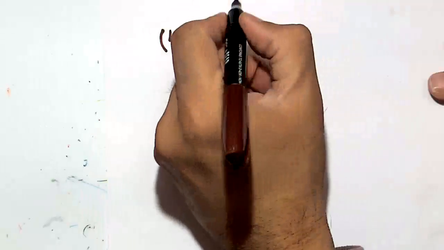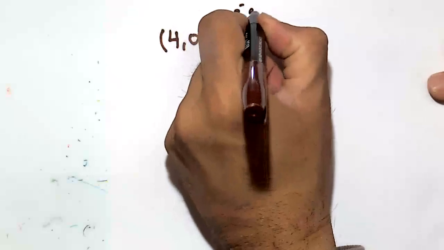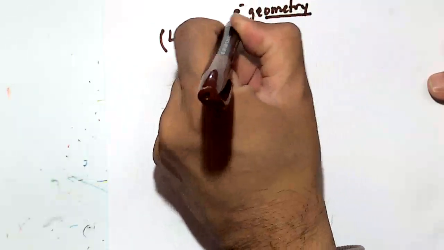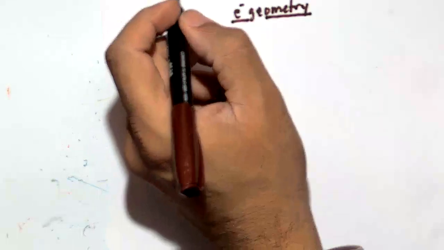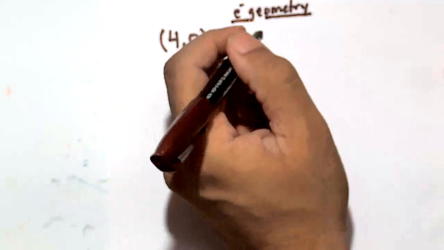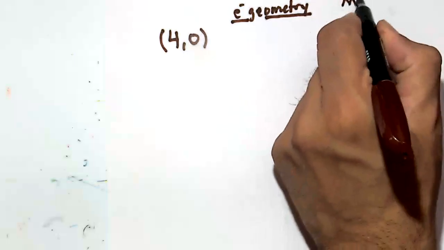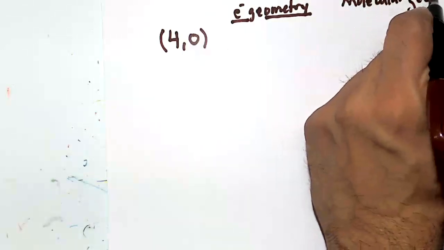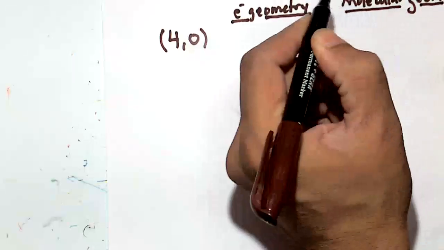4 bonds, 0 lone pairs. Okay, what shape is that? What's the electron geometry? Okay, so the electron geometry, we won't worry about it simply because there's no lone pairs. Once you have lone pairs, you worry about it. But what we are concerned with is the overall shape of the molecule, so we'll call that the molecular geometry.